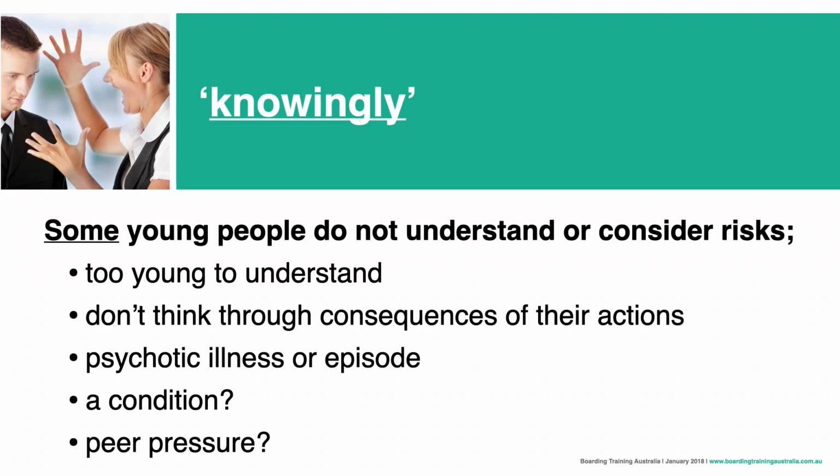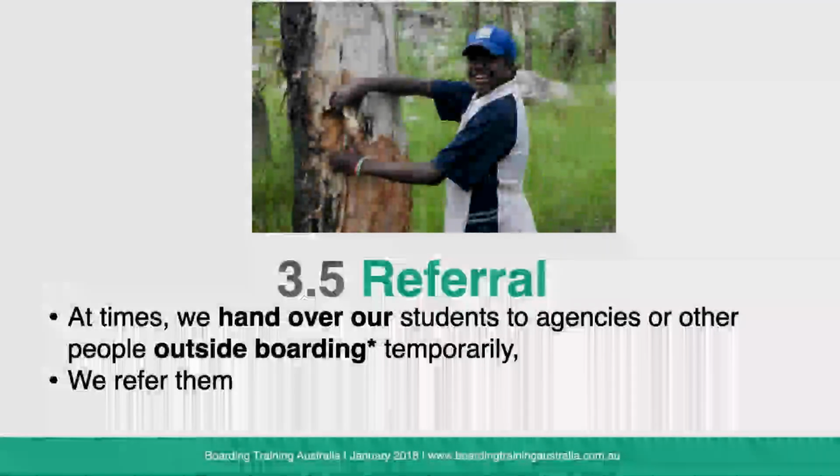Now you might say, well, how can we determine that word knowingly? Because there are some young people who may not understand or consider the risks, particularly younger children, who don't think through the consequences of their actions, or a young person who may have a condition or a psychotic illness or be going through an episode of something, or even peer pressure where they just aren't able to comprehend the concept of the risk that they're putting themselves at. Hopefully we can have forewarning of this and intervene and educate them before harm is happening.